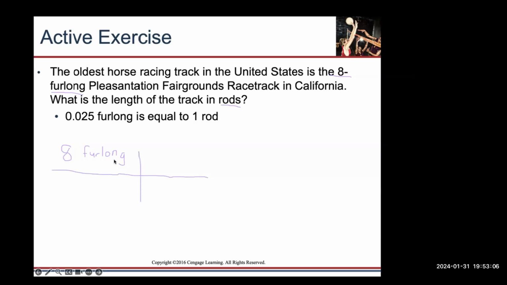Okay, and then we have the conversion. We know for every 0.025 furlong, that's going to be equal to 1 rod. So as we said, we're starting off with furlong and we want to get to rod.